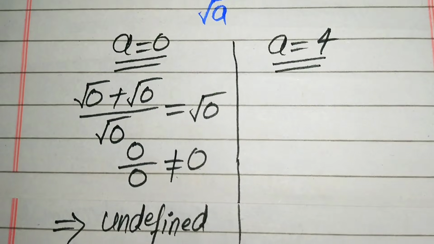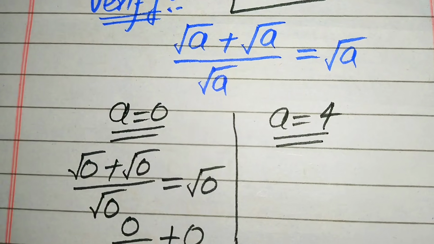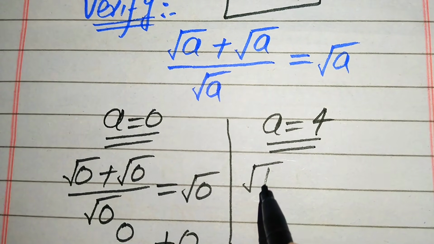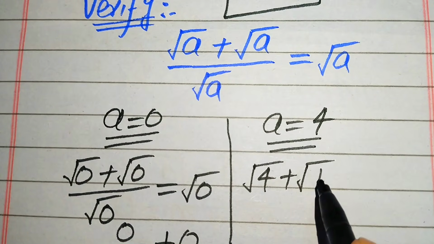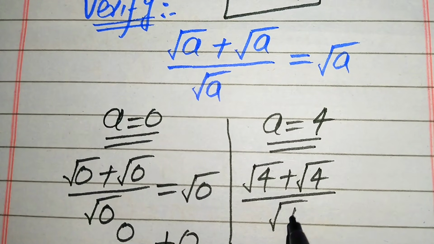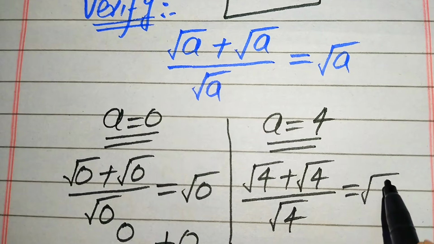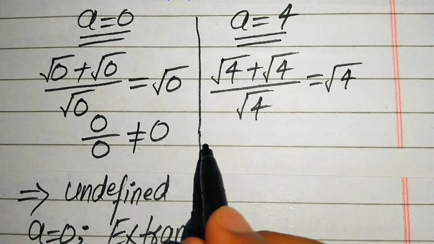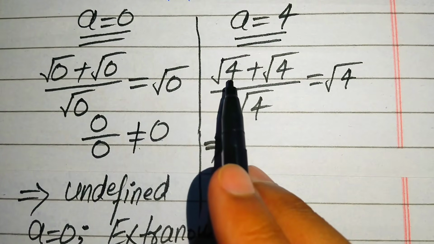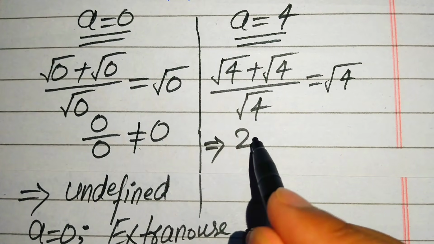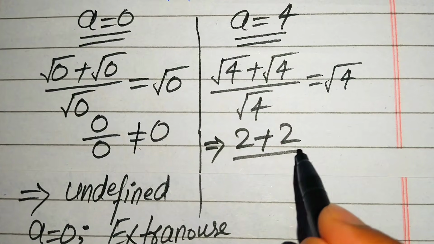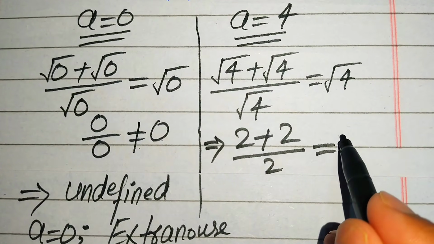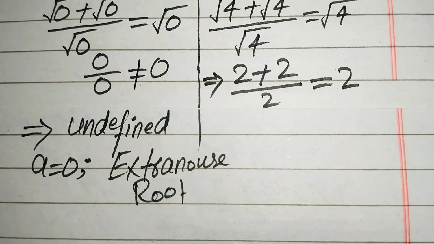Now in the same pattern, we need to verify the second value of a. So here we put a equals 4 on both sides, and it is written as square root of 4 plus square root of 4 divided by square root of 4 is equal to square root of 4. Further, we need more simplification: the square root of 4 becomes 2 plus square root of 4 becomes 2, divided by square root of 4 becomes 2, is equal to square root of 4, which also becomes 2.